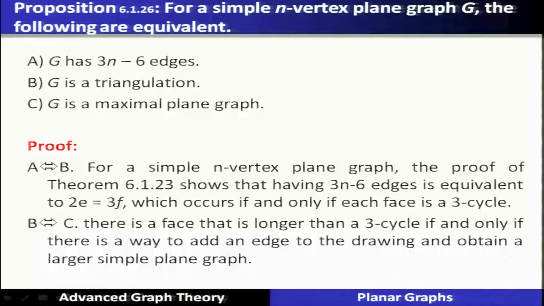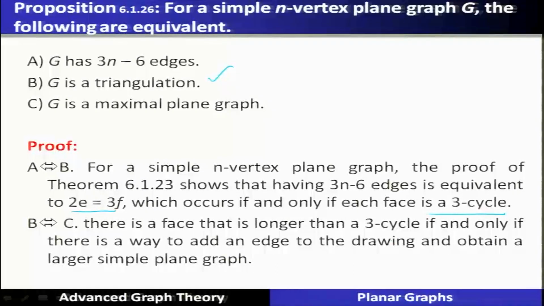A is equivalent to B. Now for a simple n-vertex plane graph, the proof of the theorem shows that the graph having 3n minus 6 edges is equivalent to saying that 2E is equal to 3F, that we have seen in the previous proof of the theorem. Which occurs if and only if every face is a 3-cycle, and that is nothing but a triangulation.